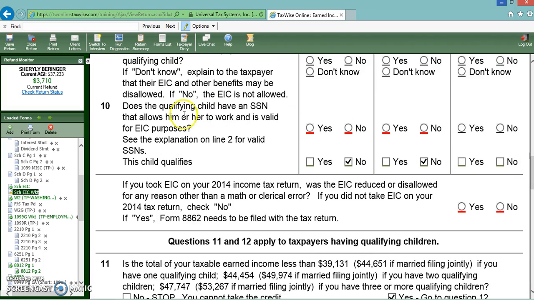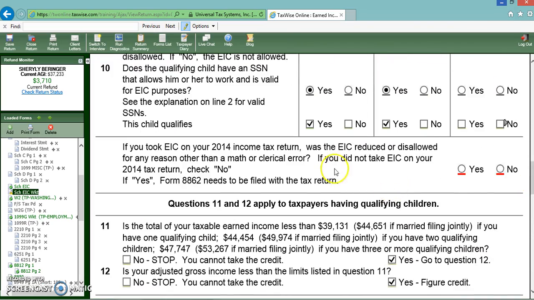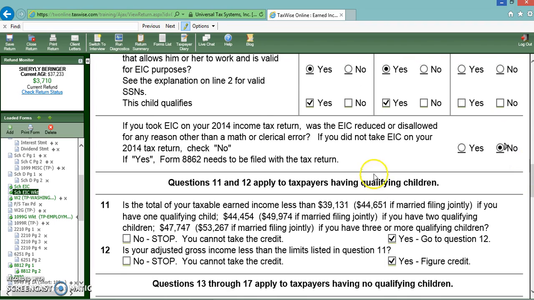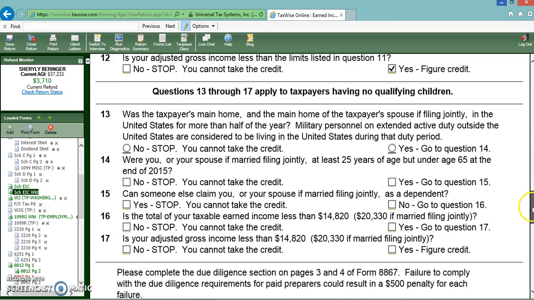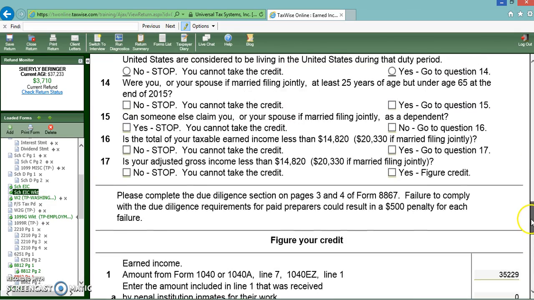Let me move down. Does the qualifying child have a social security number that allows him or her to work? And that's also a yes. We just spoke about the social security cards. And this is the last question you're going to be answering. It's basically asking if the taxpayer was disallowed to take the earned income credit. If they were disallowed for anything other than a math or clerical error, you would put yes, let's put a yes here. That alerts the IRS basically, because there are a lot of earned income credit frauds.